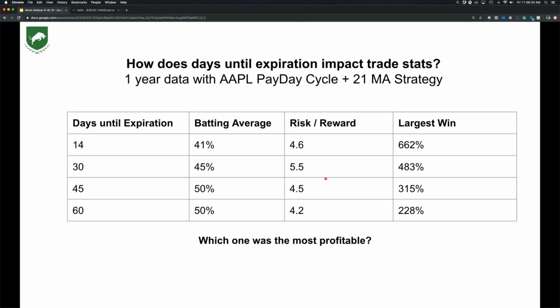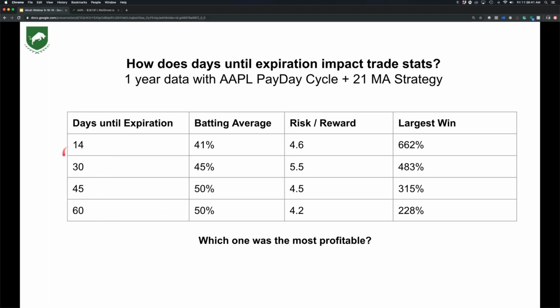And so what I did was I took my really amazing profitable Apple strategy with payday cycles and the 21-day moving average, and I tested days till expiration. This was the first test. I said, how do days till expiration impact the results, right? So I tested 14 days, 30 days, 45 days, and 60 days. And we just started with one strike out of the money, okay?